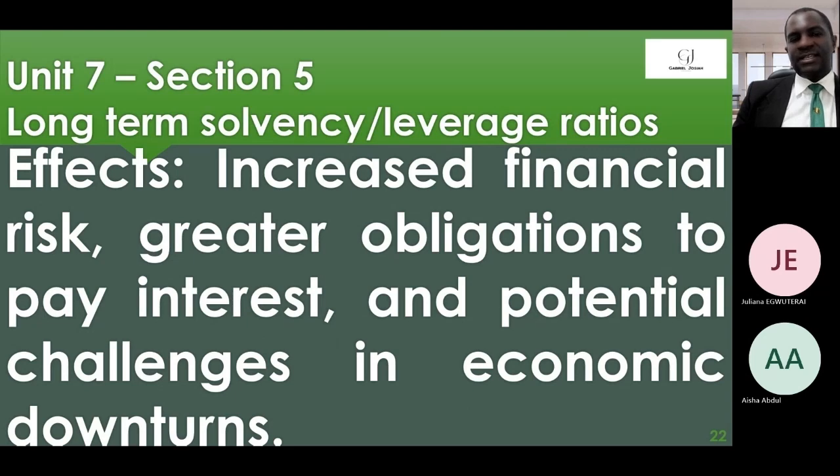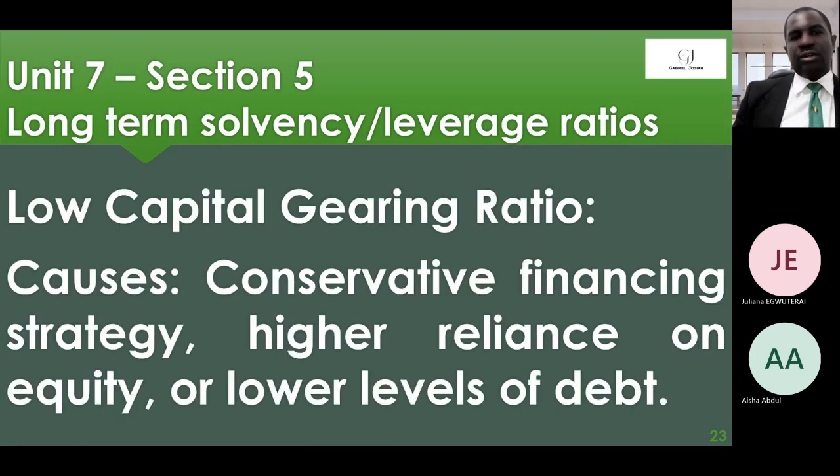And the effect is increased financial risk. So when you borrow aggressively, you are susceptible to financial risk, with greater obligations to pay interest. The higher the principal, the higher the interest, and there are potential challenges in an economic downturn. So these are the effects when things don't go the way they are supposed to.